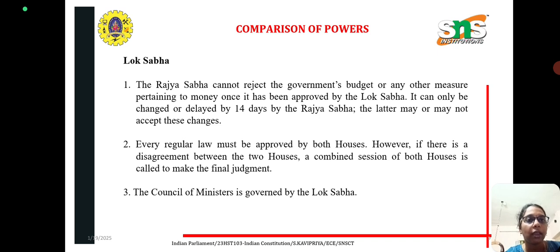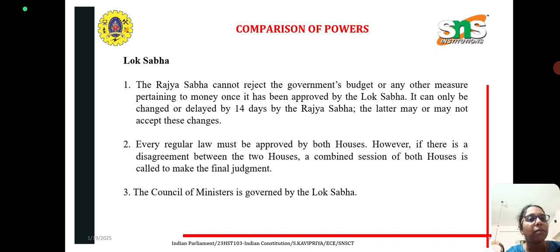And next is the Lok Sabha. The Rajya Sabha cannot reject the government's budget or any other measure pertaining to money once it has been approved by Lok Sabha. It can only be changed or delayed by 14 days by the Rajya Sabha. The latter may or may not accept these changes.